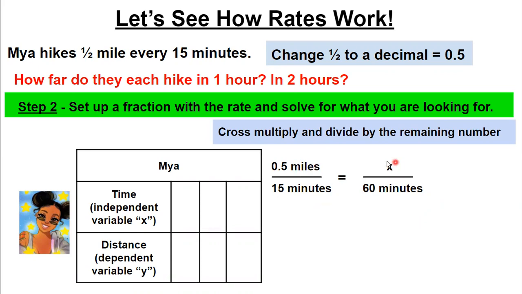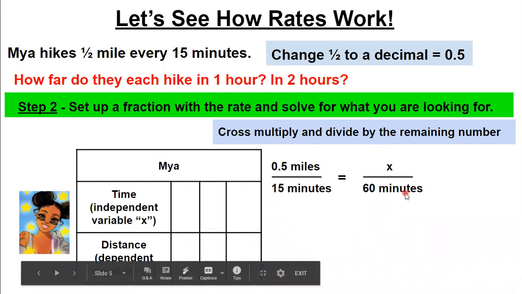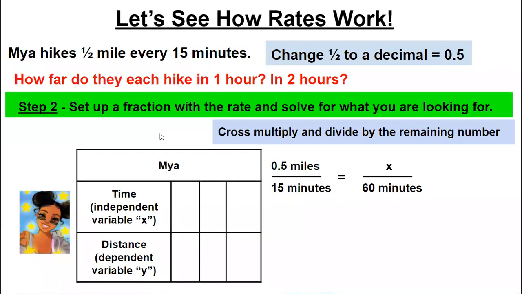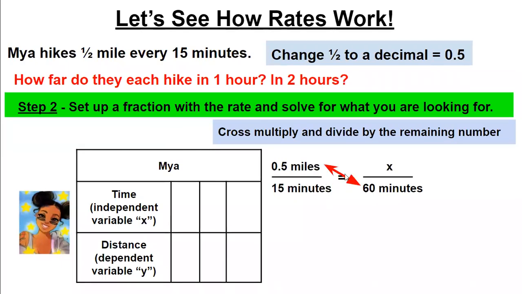So on the top here, we're looking for miles. So miles on the top has to match miles on this top. Minutes on the bottom has to match minutes on this side. So they have to go together. So we're going to cross multiply and divide. So what do I mean by cross multiply? Well, I diagonally multiply the two numbers that are across from each other diagonally.